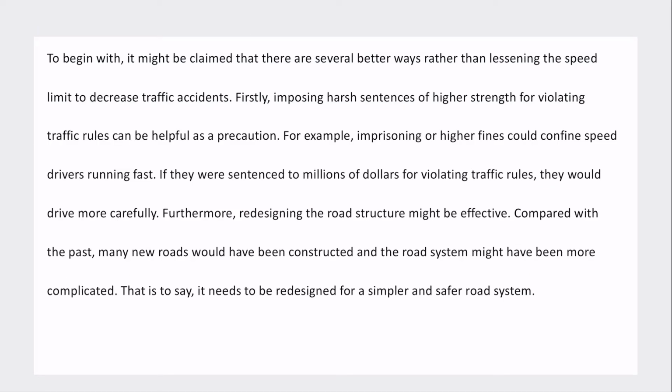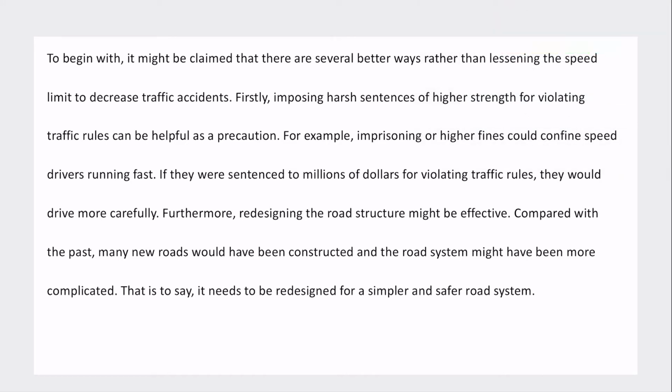To begin with, it might be claimed that there are several better ways rather than lessening the speed limit to decrease traffic accidents, okay? So we want to have 2 commas here, because this is like a sort of side piece of information. So listen to how I read it. I'm going to read it how they originally wrote it, okay? So let me just erase these commas for you, and then you can sort of listen to how I originally would read it.